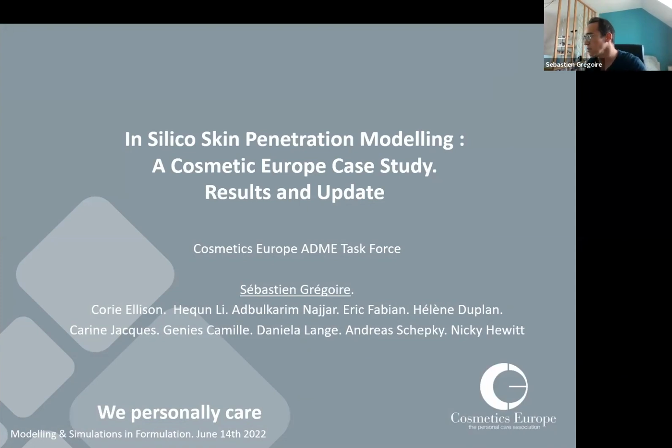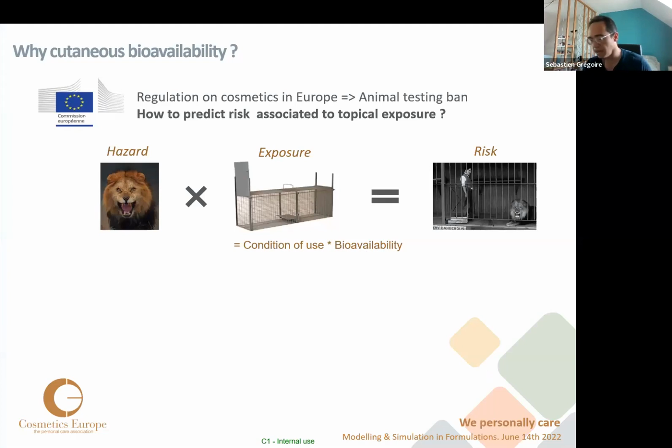obtained at Cosmetic Europe. So the talk is not focused on modeling or formulas, but on how we can use modeling in a different context. It's really the context of in silico skin penetration. I don't know if you know, but for the cosmetic industry, animal testing is banned for any kind of reason. That means that when we have in mind to predict the risk associated with topical exposure, we have to consider two different things. So I use the example of the lion.